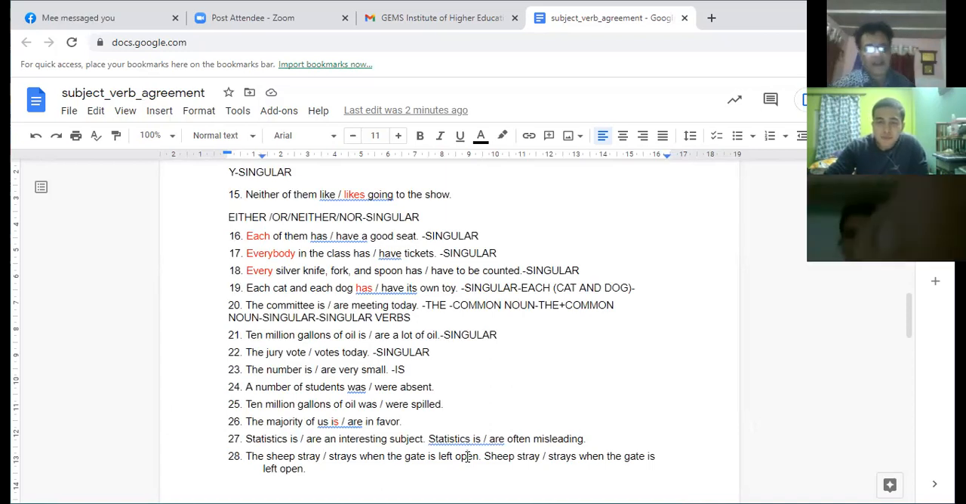So that's why, by sense, what happens is plural. So take the plural word "stray" only. Stray means stepping out. "The sheep stray or strays when the gate is left open." In this you have used the plural.